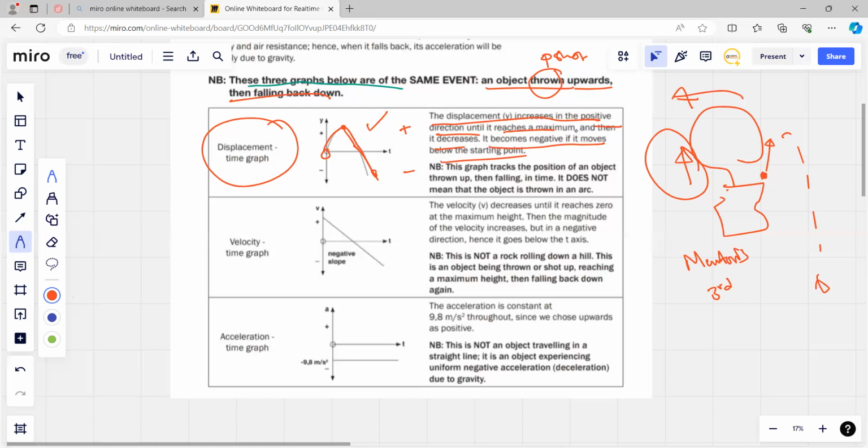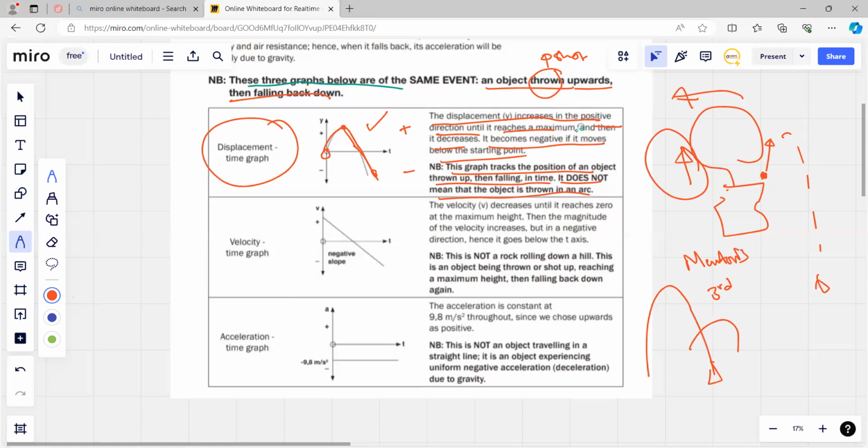Like they say, this graph tracks the position of an object thrown up, then falling in time. It does not mean the object is thrown in an arc. It does not mean an object is being thrown like this. No, it means an object is being thrown upwards. This motion, when it goes upward, then goes down. Get it? That is what this graph represents.